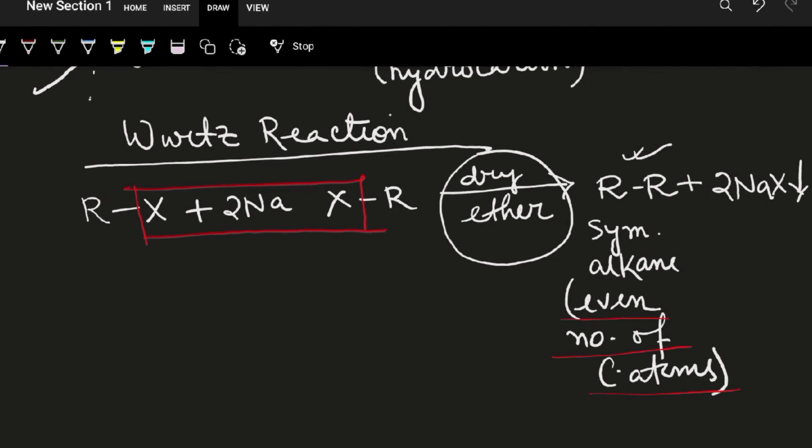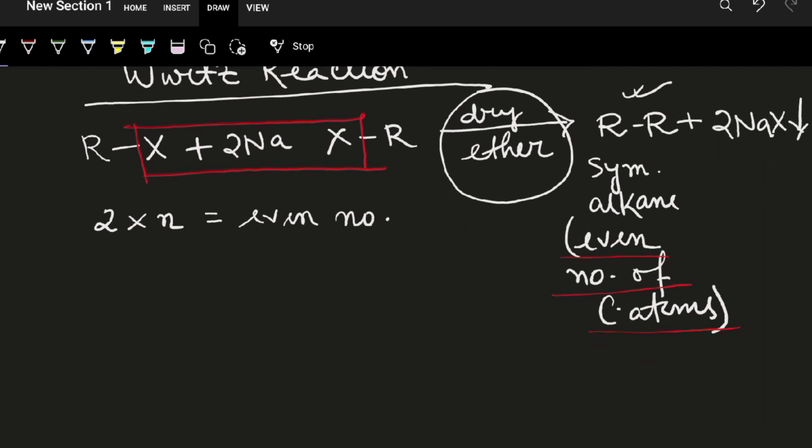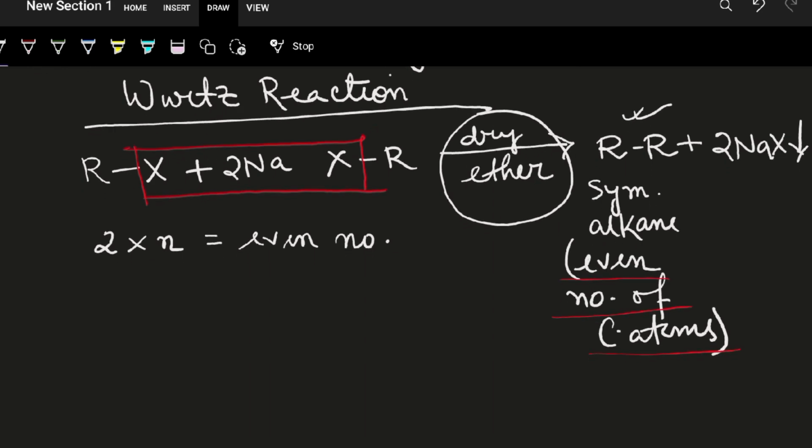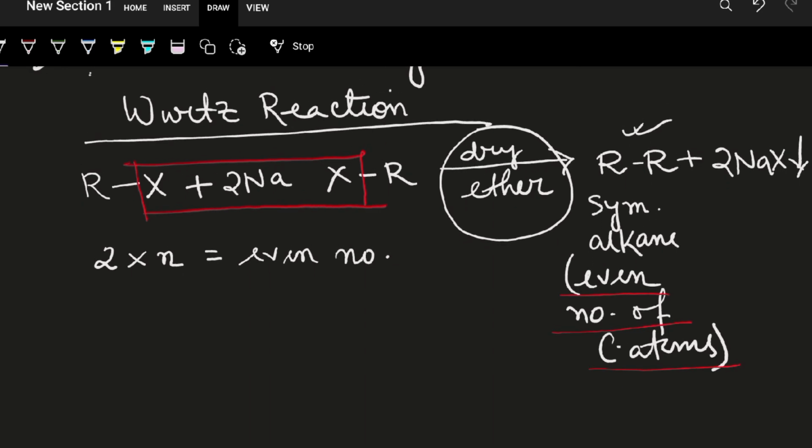Wurtz reaction is always applicable for producing symmetrical alkane containing even number of carbon atoms. Because 2 moles of the alkyl halide, if you take each alkyl halide containing n number of carbon atoms, multiplied by 2 will always be an even number. So the product contains even number of carbon atoms. So for that reason, Wurtz reaction is applicable for obtaining symmetrical alkane containing even number of carbon atoms.